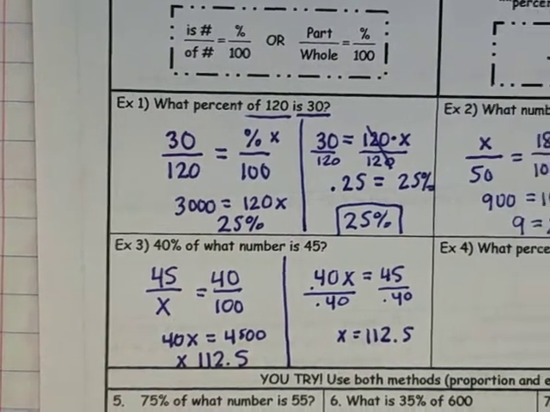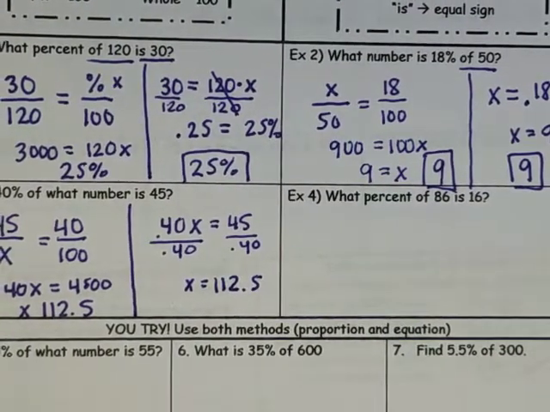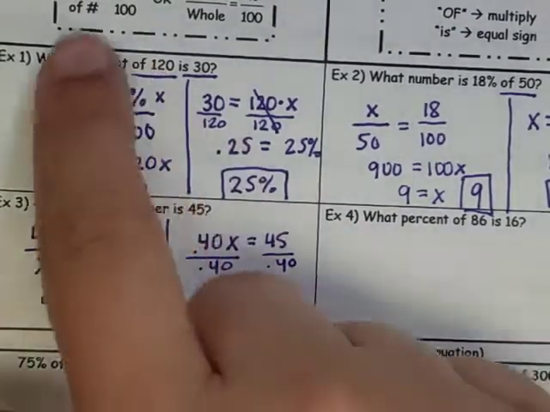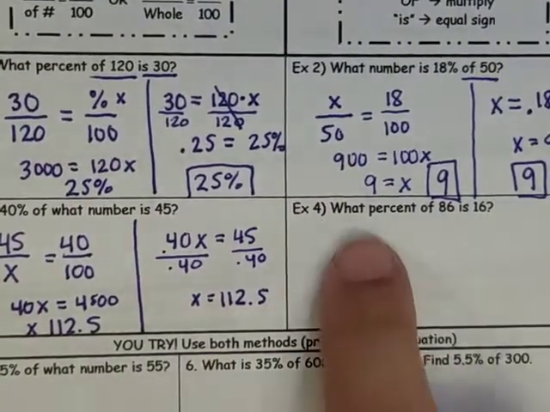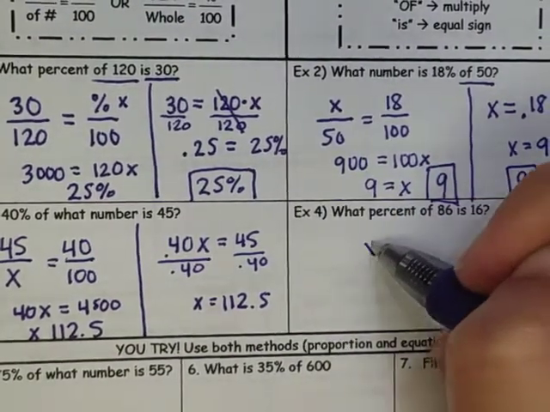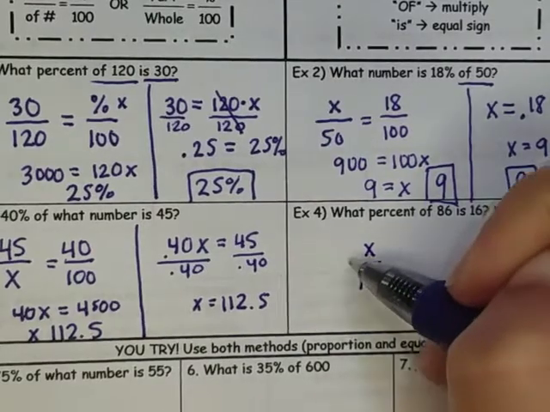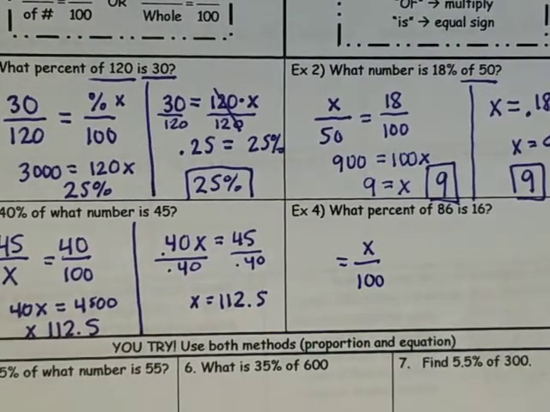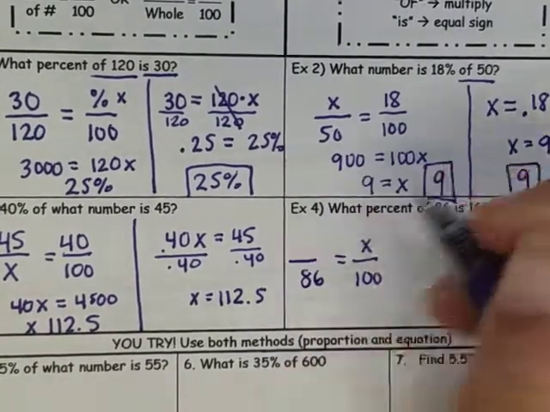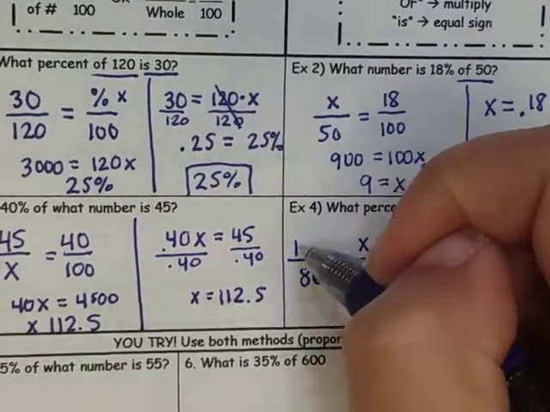Okay, and then the last one, what percent of 86 is 16? So this one's very similar to the first example. So what percent? So we don't know our percent. So we don't know our x over 100. But we do know our of is 86 and our is 16.